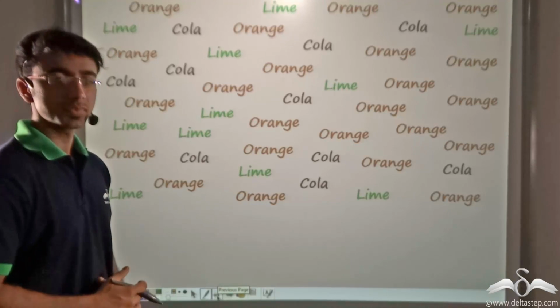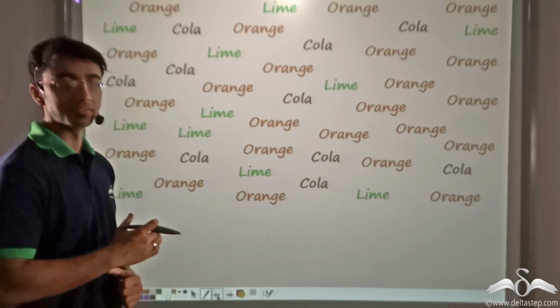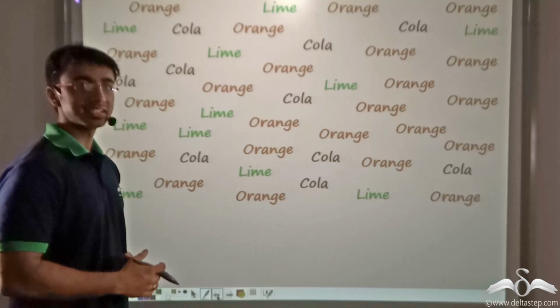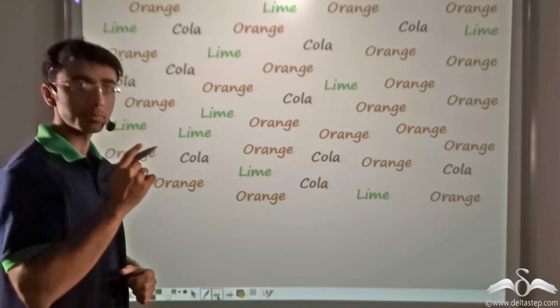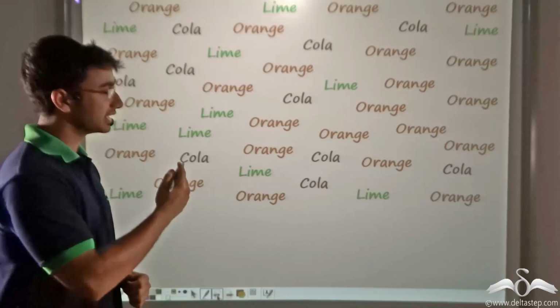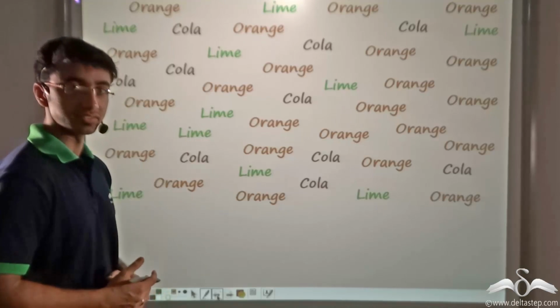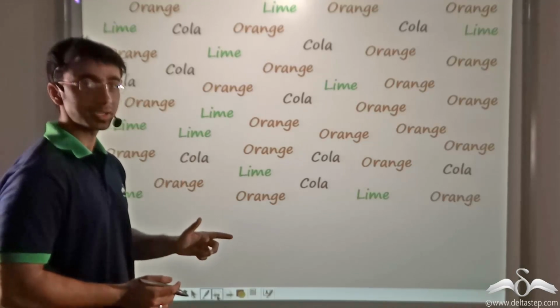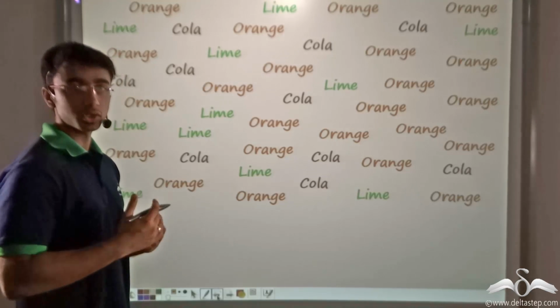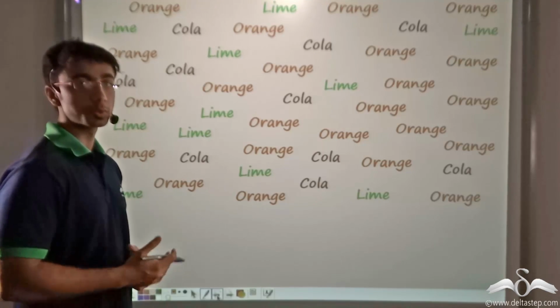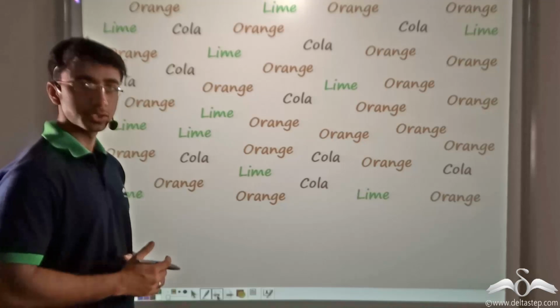A beverage company was interested to launch a new beverage. Now, it had decided upon three flavors, out of which it could launch only one particular flavor. But they did not know which particular flavor to launch out of these three flavors, orange, lime, and cola, because they did not know which flavor people would prefer. So, what did they do?